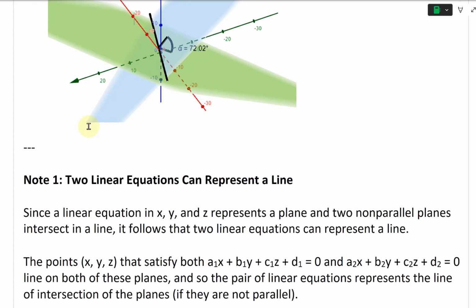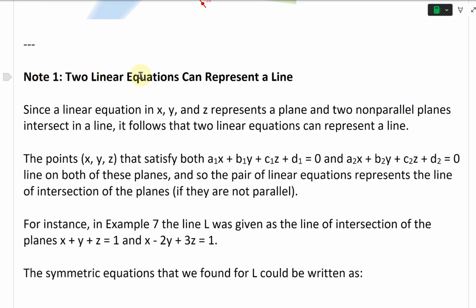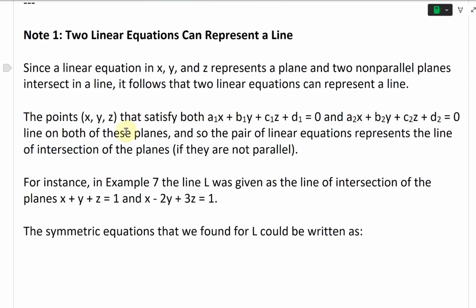Alright, now let's continue further and now look at note 1. So two linear equations can represent a line. Since a linear equation in x, y, and z represents a plane, and two non-parallel planes intersect in a line, it follows that two linear equations can represent a line. So when you have two linear equations, the intersection of them can represent a line if those planes are not parallel, which is epic stuff.